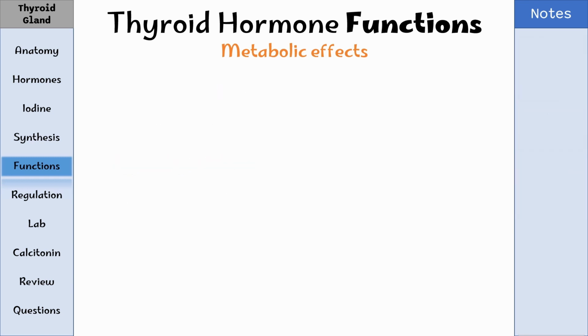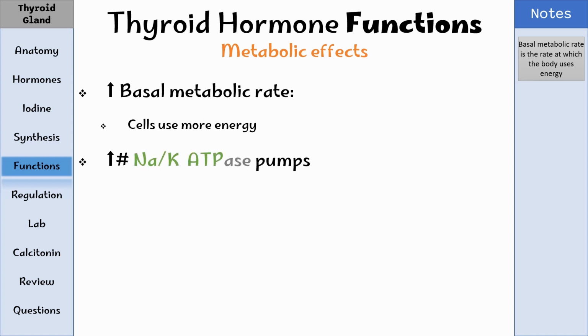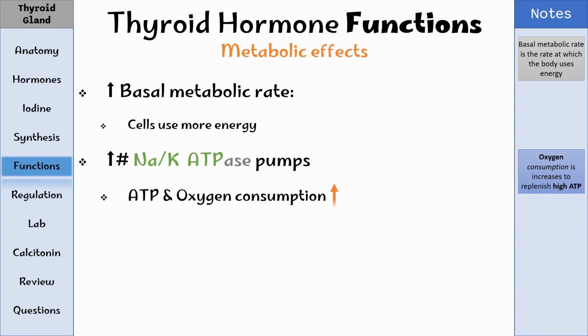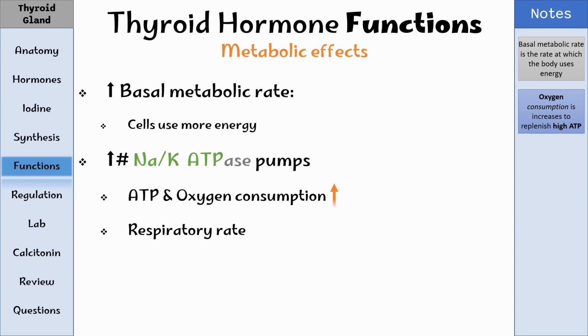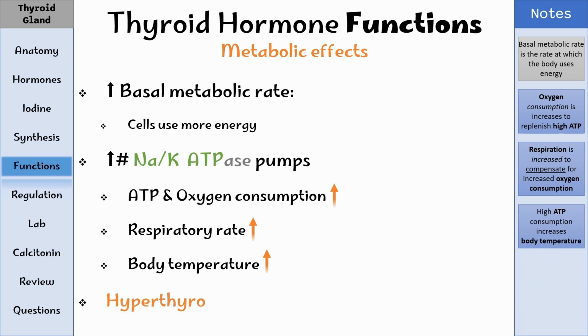The thyroid hormones speed up the basal metabolic rate, so the cells use more energy, produce more proteins, and burn more fats. They do that by increasing the number of sodium-potassium ATPase pumps, so more ATP is consumed and more oxygen is used. This raises the respiratory rates and body temperature. In hyperthyroidism, patients usually lose weight and sweat because of the highly increased metabolic rates.